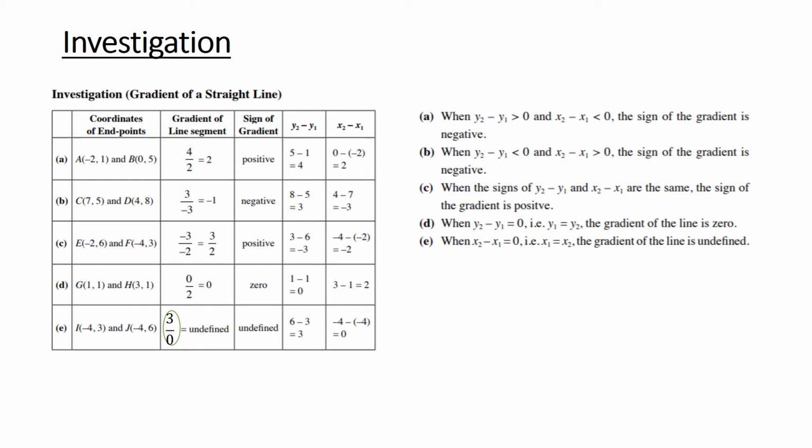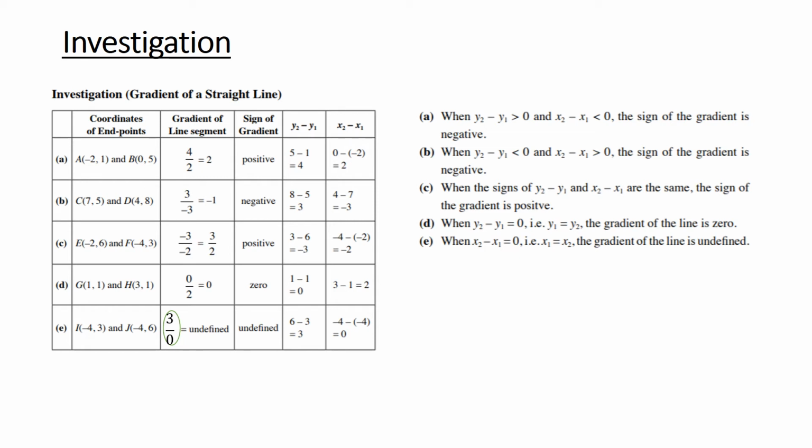In the second part, the coordinates of C are (7, 5) and D (4, 8). So its gradient will be calculated as change in y over change in x, that is 8 minus 5, which will give you 3, and 4 minus 7, which will give you minus 3. So its gradient will be 3 over minus 3, that is equal to minus 1. That is, the gradient of the line segment CD will be negative.